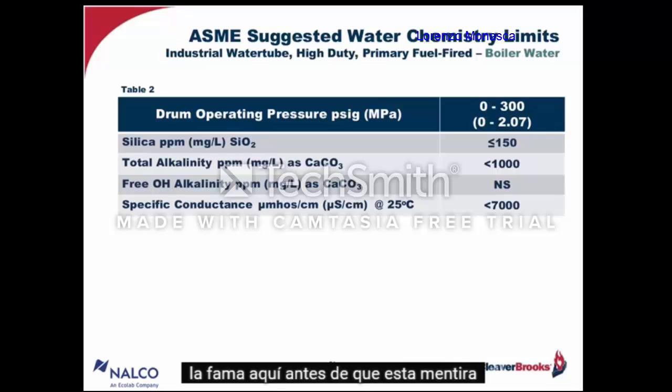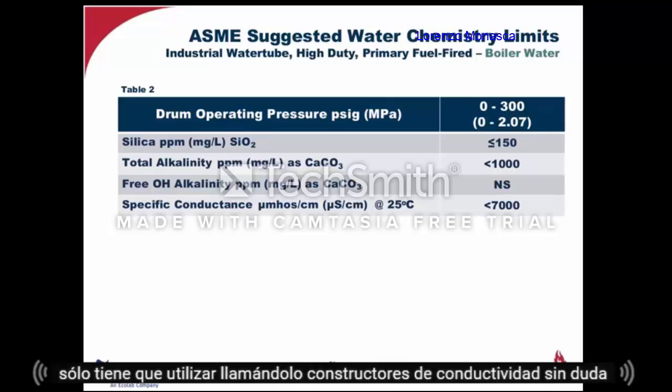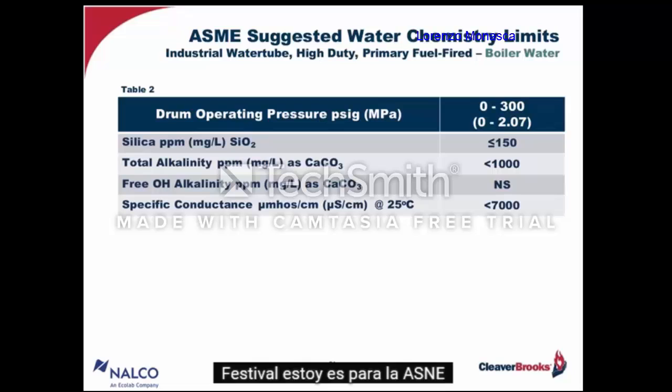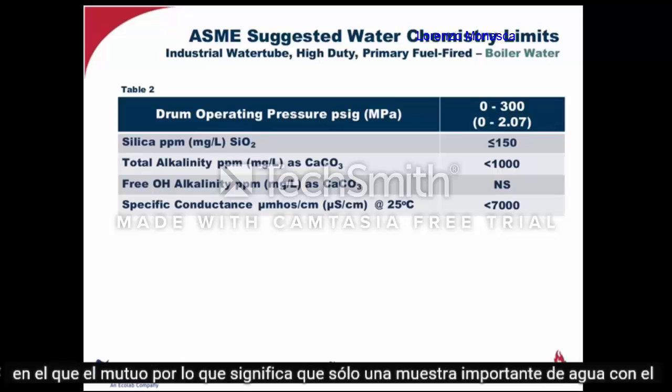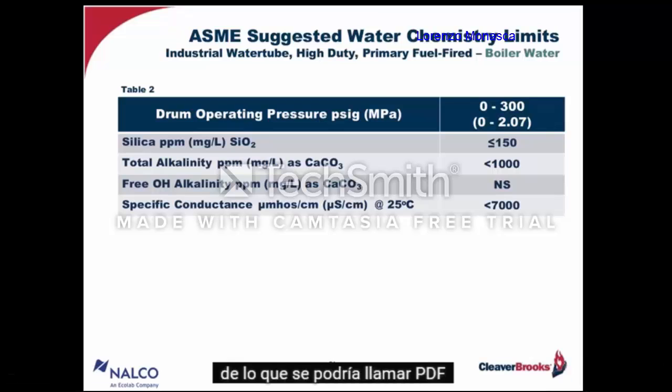So a couple more things here before I leave this slide. Some of you might not know the term specific conductance, or you might be just calling it conductivity. Those are certainly acceptable. For the ASME, we use conductivity or specific conductance in the unneutralized form, which means that we just measure a water sample with a meter. Some of you might call it TDS instead, which stands for total dissolved solids. That's another very old term and perfectly acceptable. TDS and conductivity are definitely related.